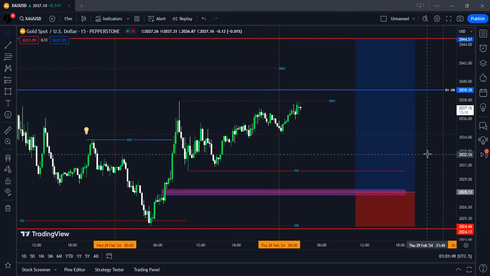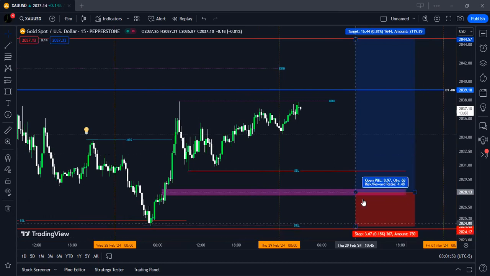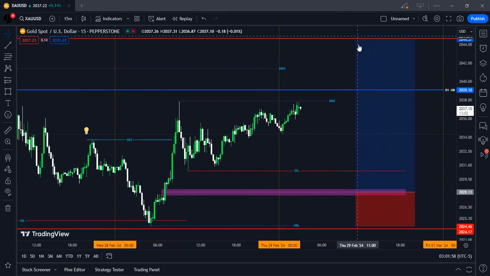So we have a long setup, okay, with the entries here, stop loss below, and target high up here.